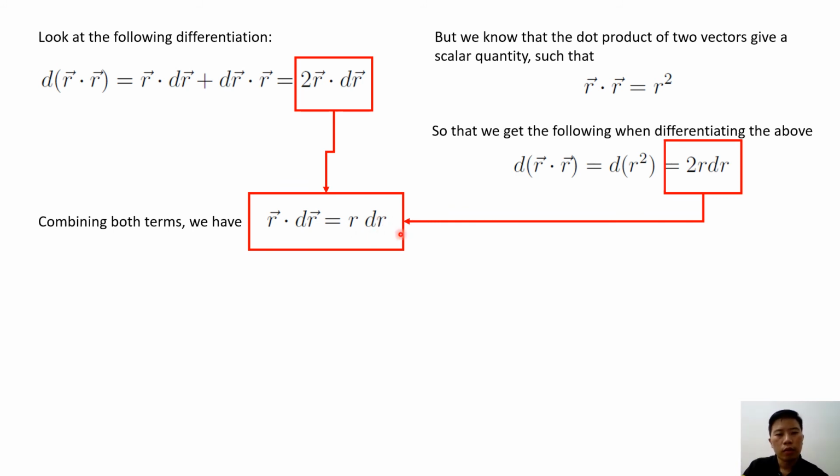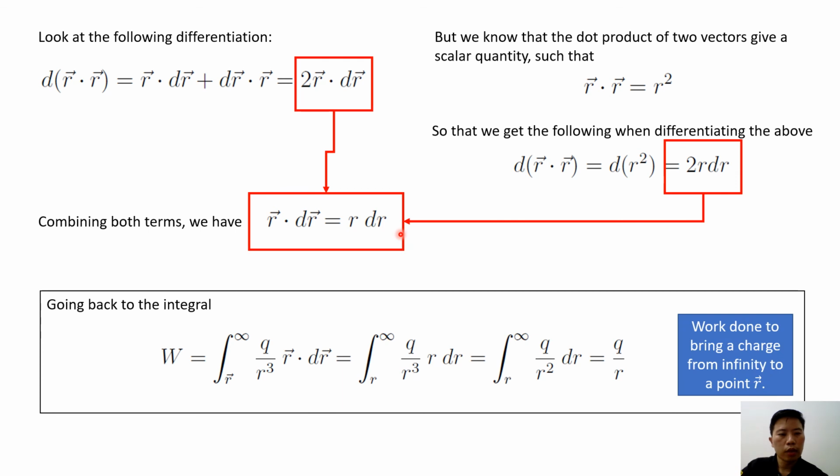Right. So now when you know this, you can go back to the integral. When you put this r dot dr, you replace it by this corresponding term, and you integrate them, you will get q over r. So basically this W equals q over r is the work that you need to do in order to bring the charged particle from far away to a point r, which is where your charged particle is.